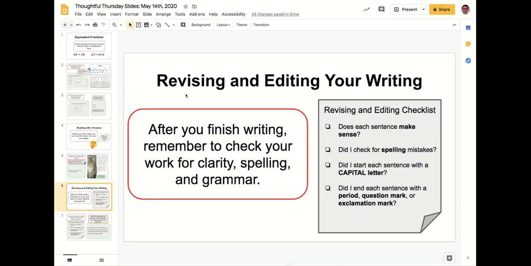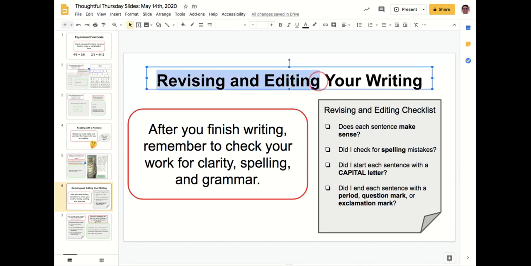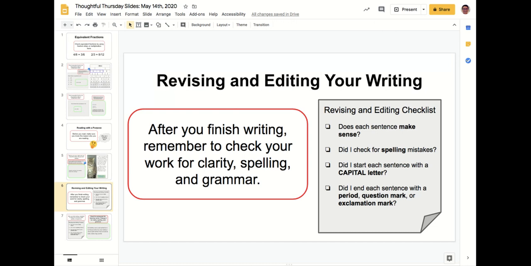All right, for writing for this Thoughtful Thursday, we are going to be focusing on revising and editing your writing. Well, you might not remember it, but what does revising and editing mean? Well, after you finish writing, remember to check your work for clarity, spelling, and grammar.